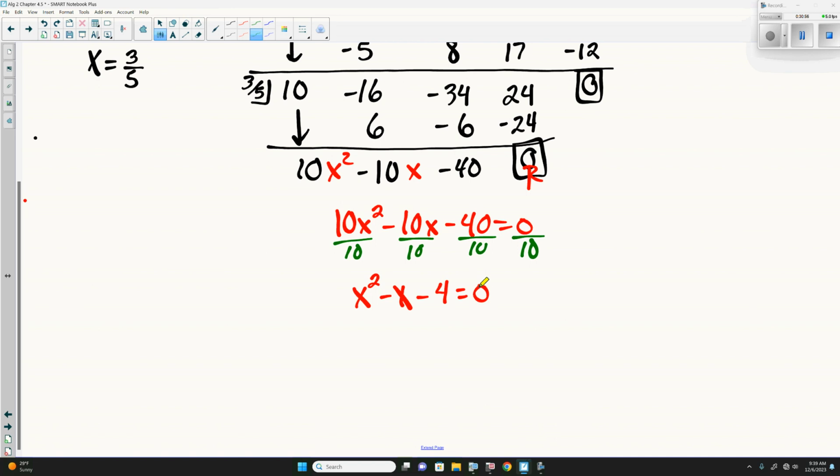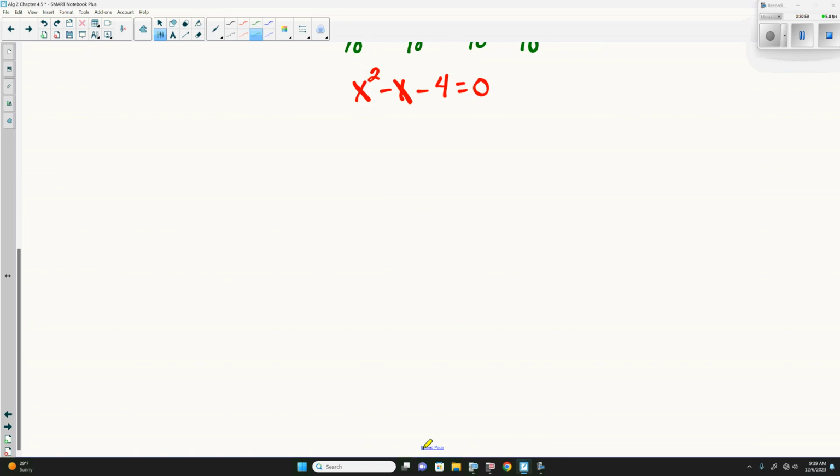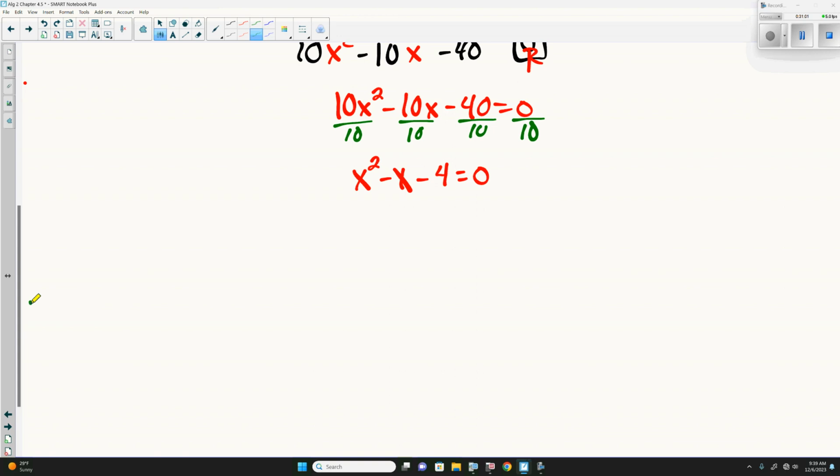The answers that we would have gotten from 10x squared minus 10x minus 40 are going to be the same answers that we get from x squared minus x minus 4. I can tell you this here, we will not be able to factor x squared minus x minus 4. It just does not work.